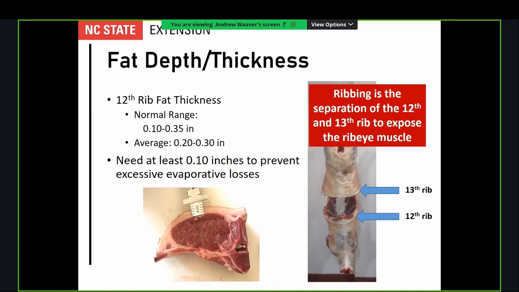While it's very standard to see maybe 1.5% to 3% loss in carcass weight from a hot carcass to a chilled carcass during that cooling process, we want to make sure it's not in excess of that. So we need a little bit of back fat, at least 1/10 of an inch. Any less than that, we really get concerned about excessive evaporative losses and the detriment that will have to the eating experience of that final product.